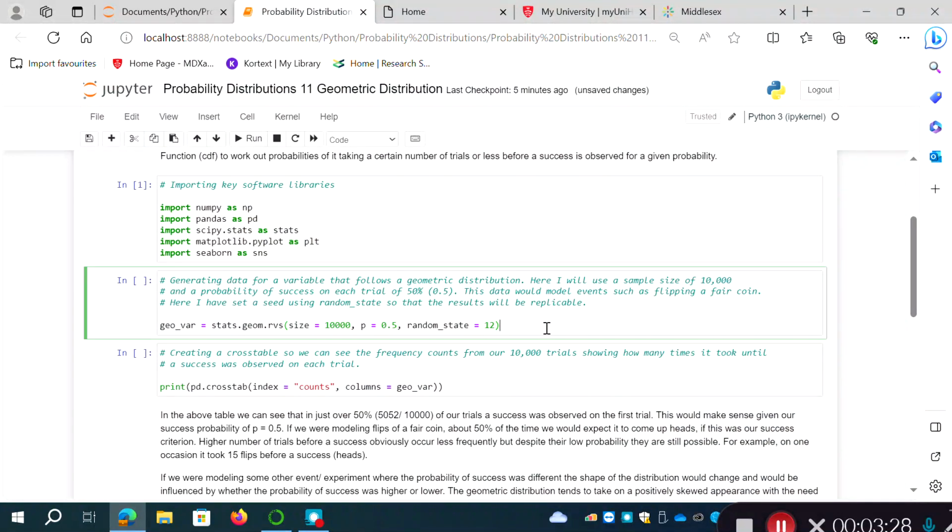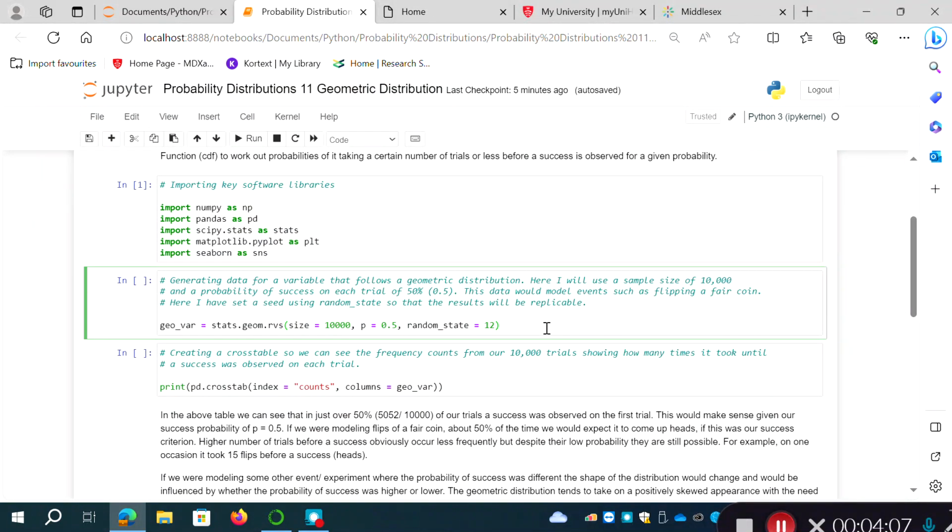Okay, so let's start by generating data for a variable that follows a geometric distribution. So here I'm going to use a sample size of 10,000 and a probability of success on each trial of about 50%. So probability of success p equal to 0.5. And this data will model events such as flipping a fair coin or something like that. It can be used to model real-world events as well. But if we think of the flipping a coin example, it helps. It's a toy example that helps develop our understanding and intuition.